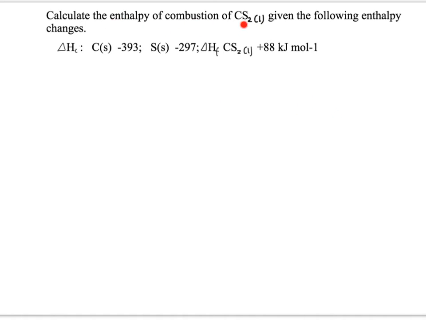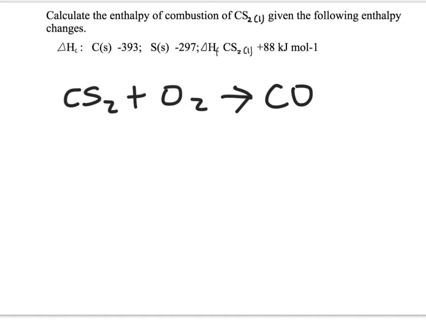So we need the enthalpy of combustion of this CS2 molecule up here. So we've got the carbon disulfide plus the oxygen, and it's going to form carbon dioxide. That's what you get when you burn carbon, and sulfur dioxide. That's what you get when you burn sulfur. So we'll just balance it quickly. So we'll put a 2 here, which means we've got a total of 6 oxygens, so we'll put a 3 here. Okay, and we'll call this delta HC, because it's a combustion.